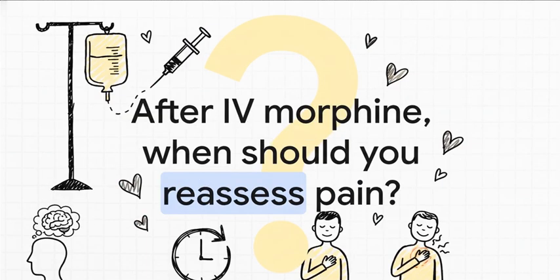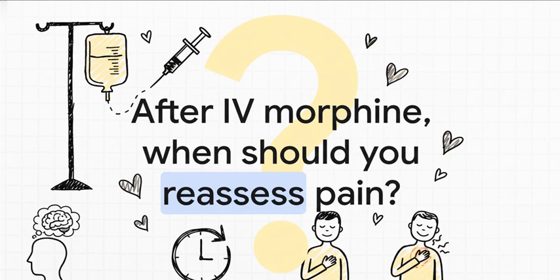Question 4. Which question is part of the PQRSTU assessment but not the standard PQRST? The answer is, what do you think is causing the pain? That question goes directly to the U for understanding. Next up, question 5. After giving IV morphine, when should a nurse reassess pain using PQRST? The correct answer is 30 minutes. This is a critical NCLEX safety point. IV meds work fast, so you always reassess within 30 minutes. For oral meds, it's closer to 60.